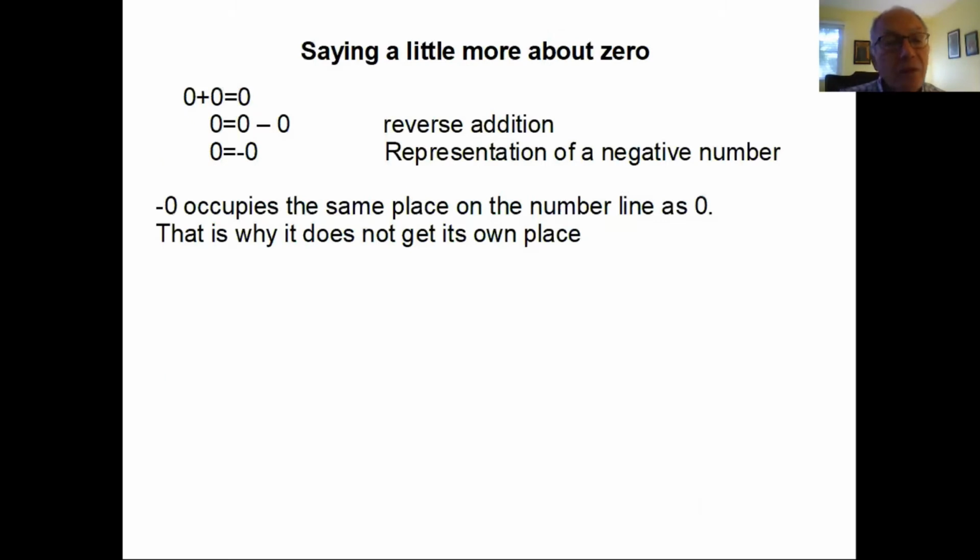Well, let's say a little bit more about 0. 0 plus 0 is equal to 0. Therefore, 0 is equal to 0 minus 0, reverse addition. Well, that's the way we define our negative numbers. Minus 0 occupies the same place on the number line as 0. That is why it does not get its own place.